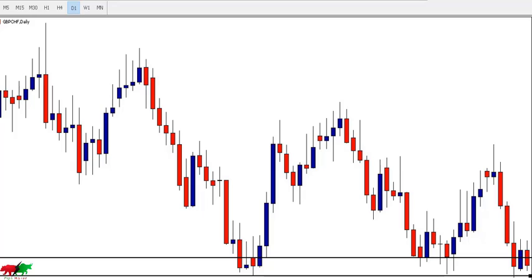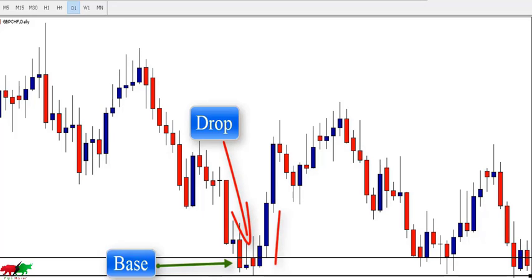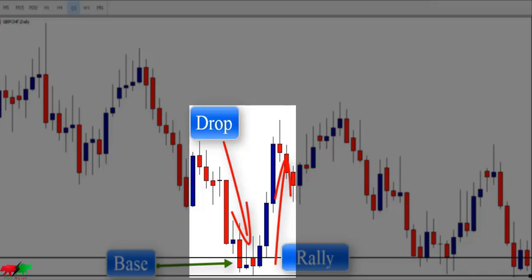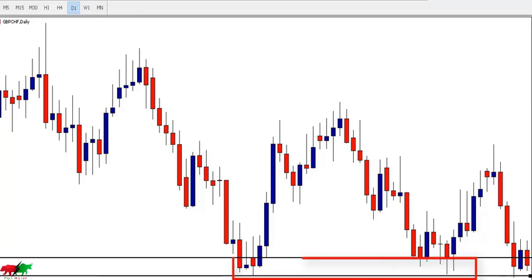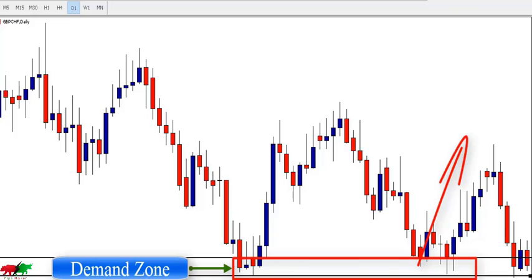Let me give you an example. As you can see in this daily chart, this is a clear drop-base-rally pattern that formed at the end of this downtrend. The drop is a move down, followed by a consolidation, followed by a move up. And this strong move creates a strong demand zone. When the market returns to test it, it will probably go up. So you can draw your demand zone here and enter at the close of this pin bar.